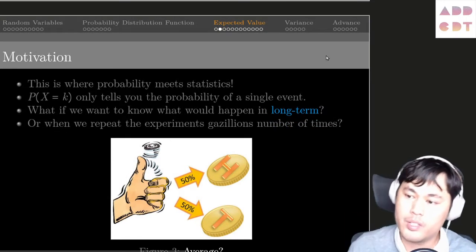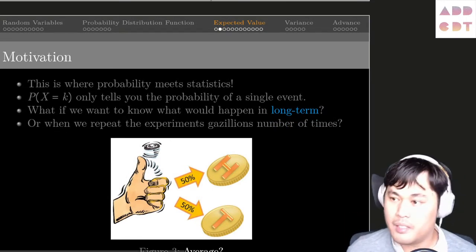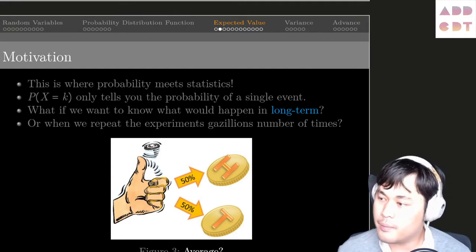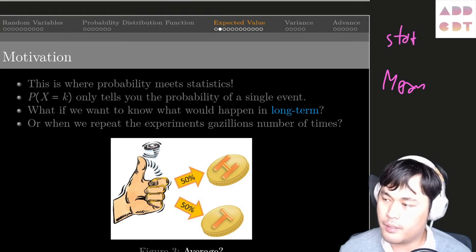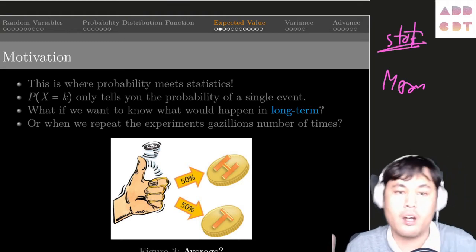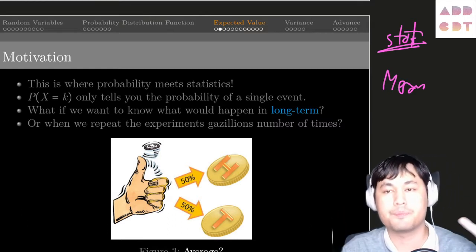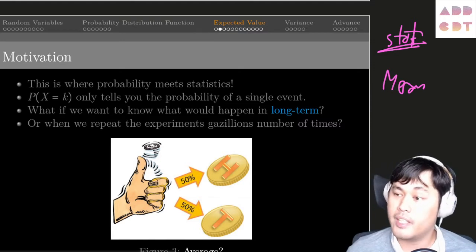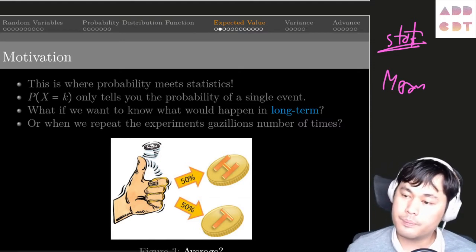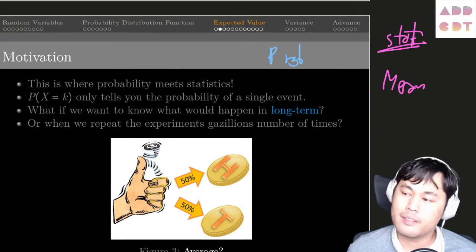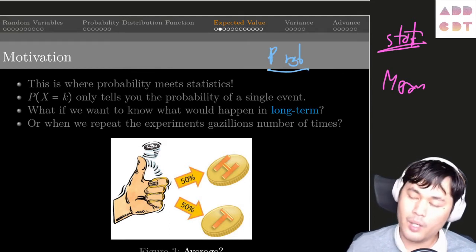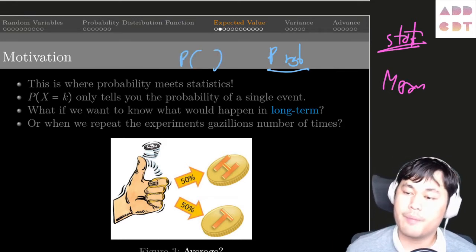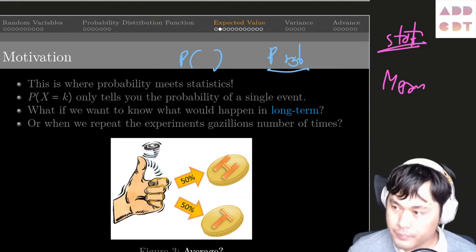And so the motivation here is that this is the middle ground between statistics and probability. In statistics, we use the word mean or average, and that is when you take all the values, take all the samples, add the values together and divide by the number of data points. But in probability, in the math part, we only have the theory. We know the probability of some value coming up.